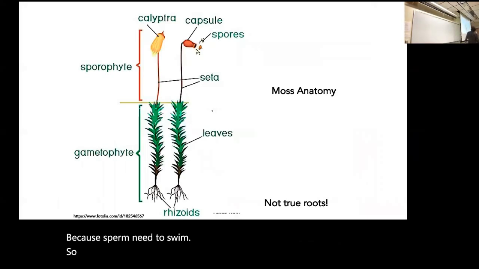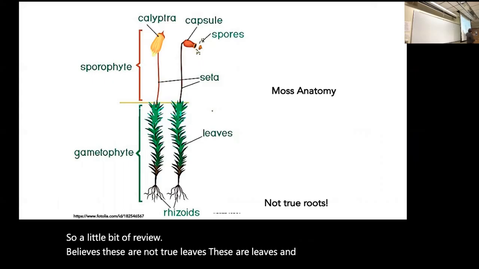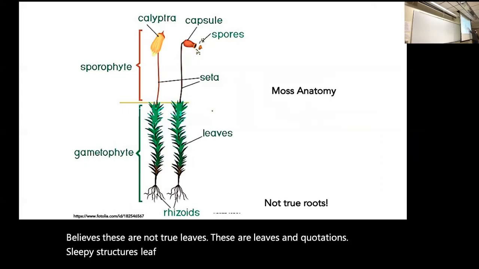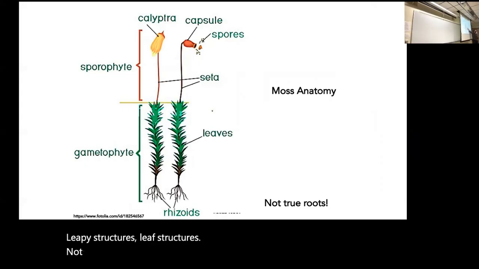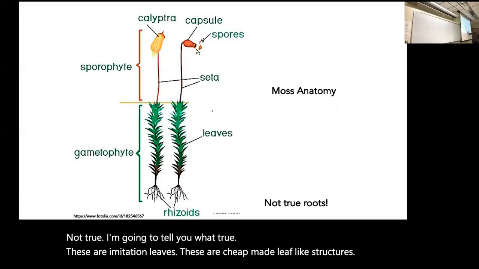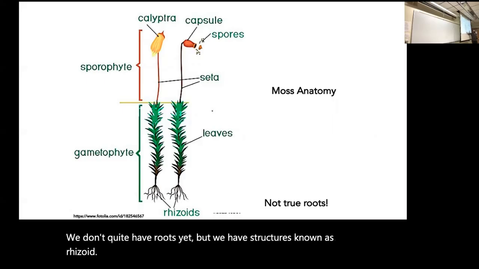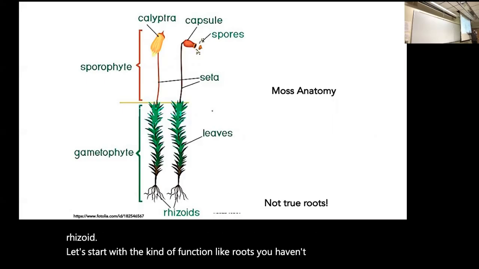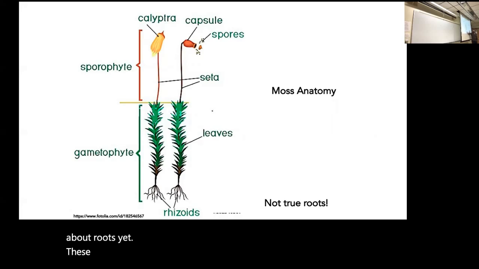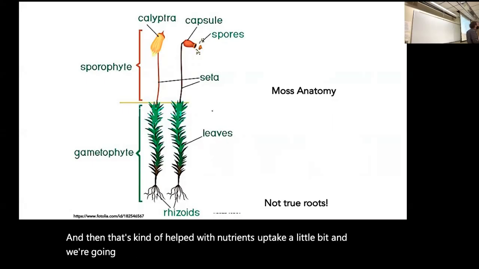So a little bit of review. We have leaves. These are not true leaves. These are leaves in quotations. Leafy structures, leaf-like structures. Not true leaves. I'm going to tell you what a true leaf is. These are imitation leaves. These are cheap-made leaf-like structures. We don't quite have roots yet, but we have structures known as rhizoids that start to kind of function like roots. We haven't talked about roots yet. These are basically specialized branches that kind of help with nutrient uptake a little bit. We're going to be talking about that.